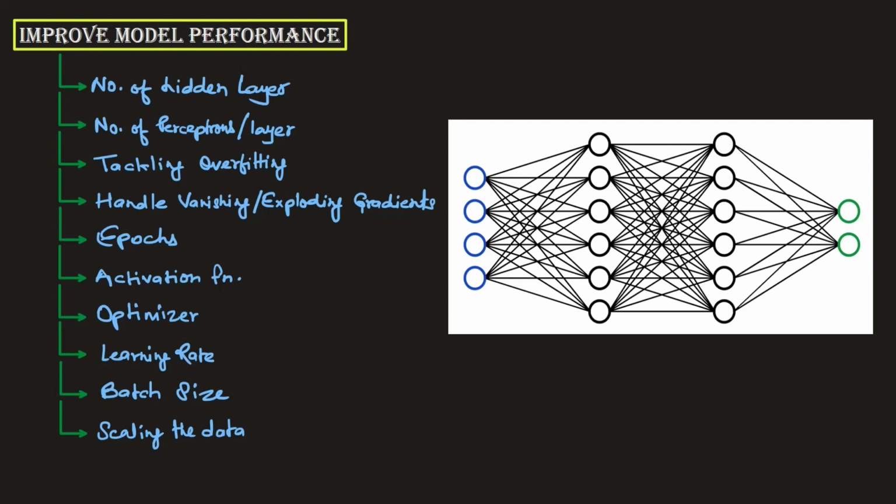In this lecture, I am going to show you some tips to help you improve the performance of your neural network. And the very first tip would be increasing the number of hidden layers. This could be one of the ways to improve the performance of your neural network. Hidden layers help the network to learn more complex and abstract features from the input data. However, adding too many hidden layers can lead to overfitting as well, so it is really important to strike a balance here.